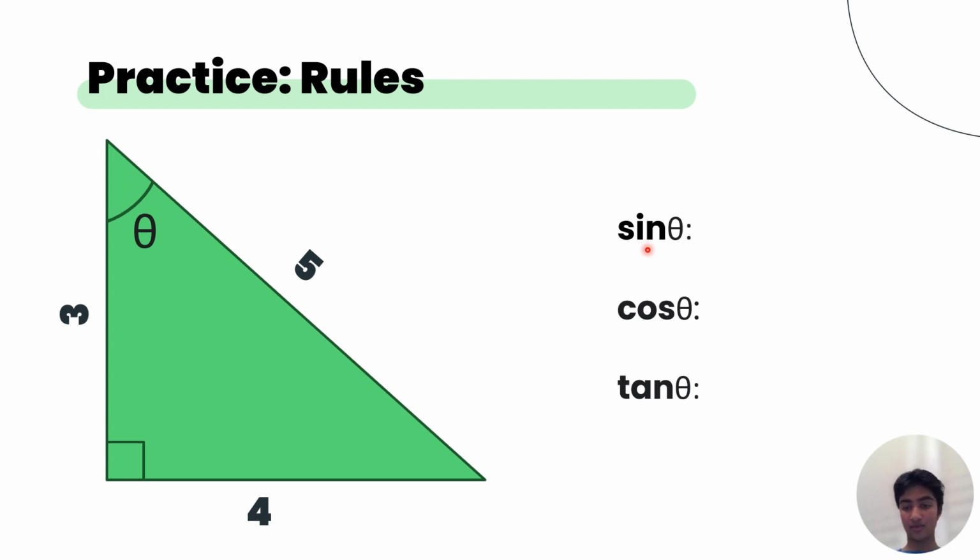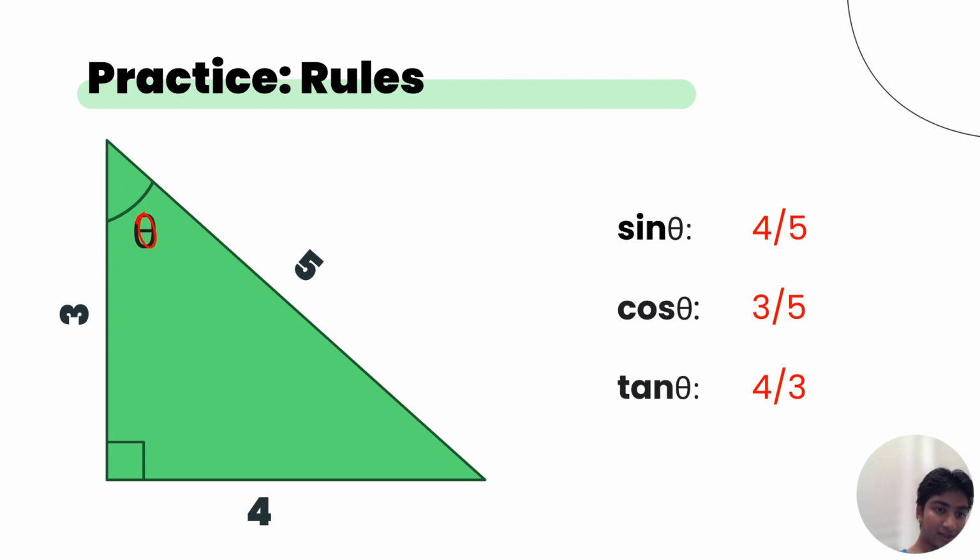Okay, let us review them. Check whether you got these correct. Sine theta is 4 over 5, cosine theta is 3 over 5, and tangent theta is 4 over 3. So let's go over why these are. This is theta right here. That's not a good color. Let's make it a little bolder.